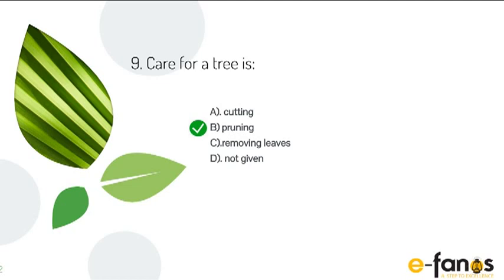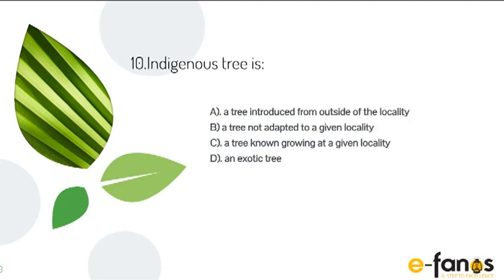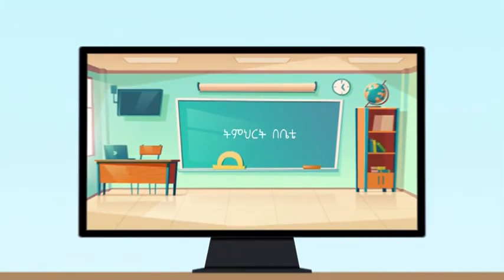Question 10. An indigenous tree is A, a tree introduced from outside of locality, B, a tree not adapted to a given locality, C, a tree known growing at a given locality, or D, an exotic tree? And the correct answer is C, a tree known for growing at a given locality. And that concludes the review questions for this chapter.